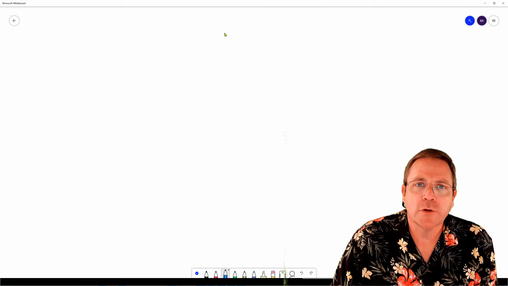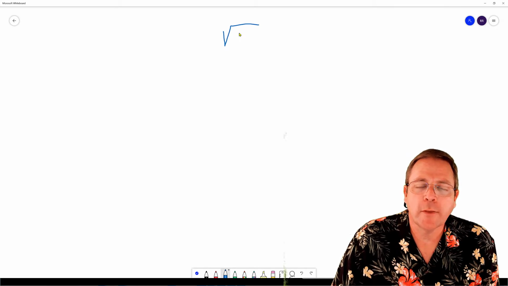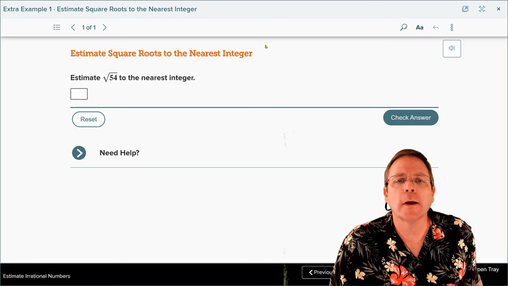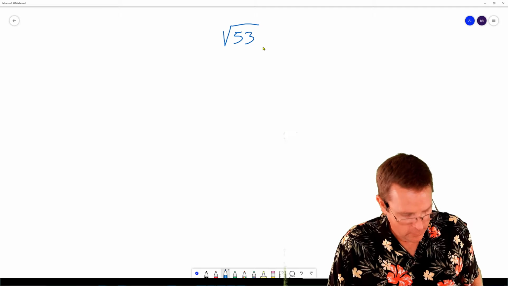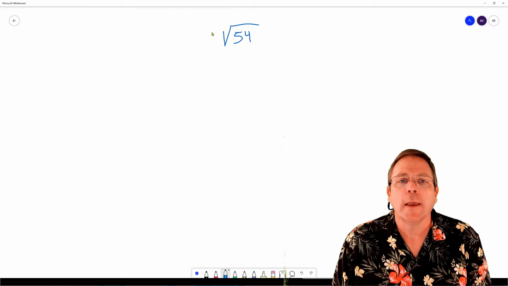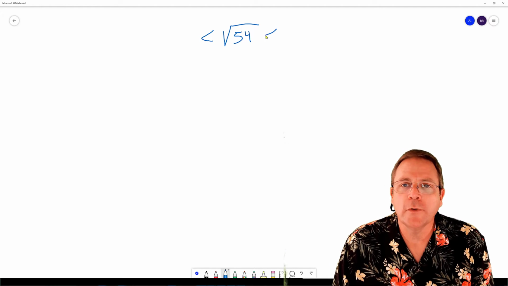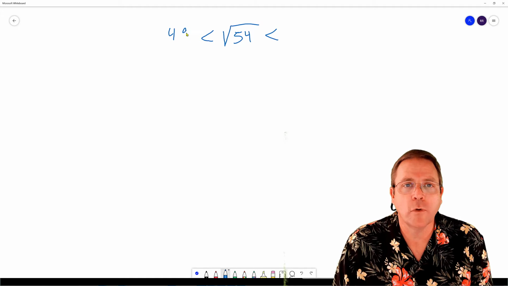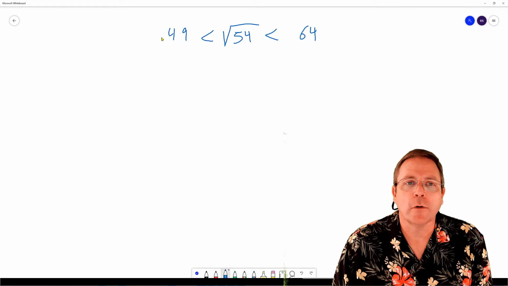So this is how I would show my work. I'd start off with the fact that we're looking for the square root of, was it 53 I think? Let me go back and look over here. Nope, 54. The square root of 54. And I know that the square root of 54 is going to be between two perfect squares, which is going to be 49, the square of 7, and 64, the square of 8.